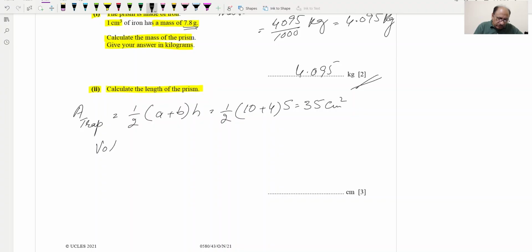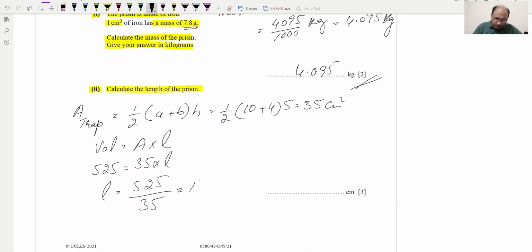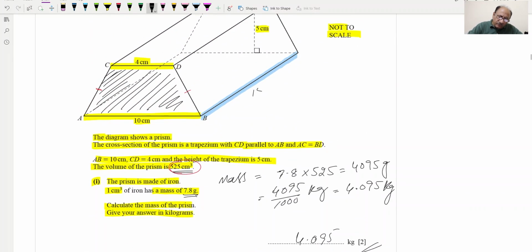So volume is equal to what? The volume is equal to face area multiplied by length. The volume is 525, which is provided, and the area is 35, and L is the value we need to find. So L will be equal to 525 divided by 35, which is 15 centimeters. So 15 centimeters is our length, which is the 3 marks question, done.